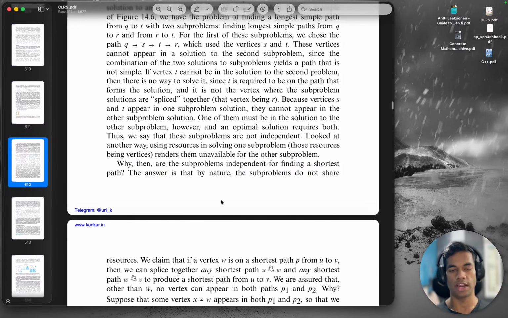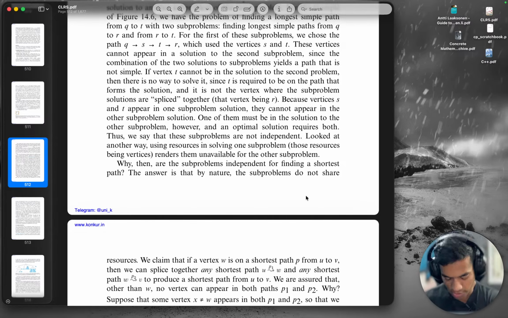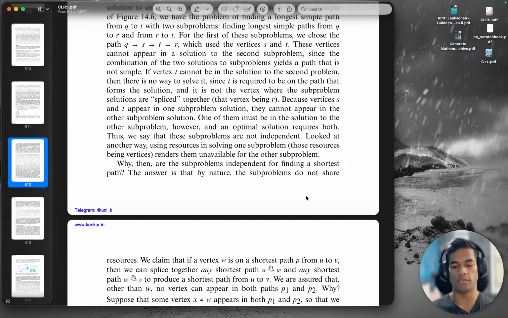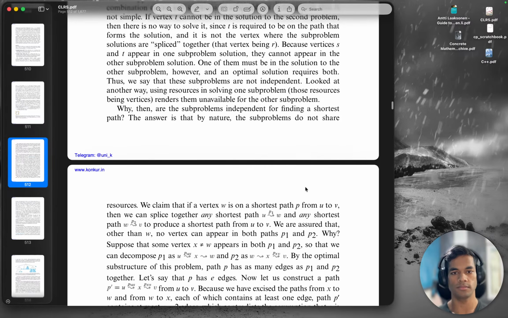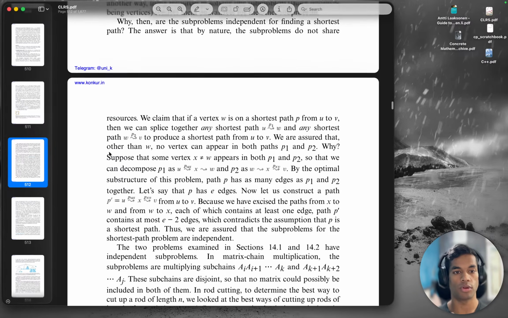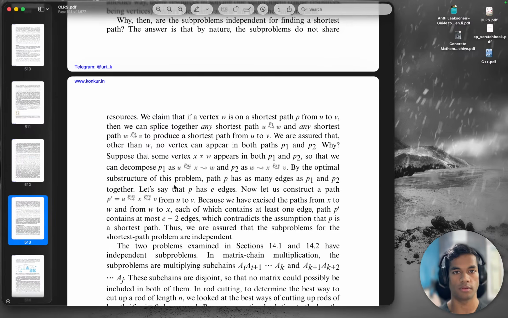The answer is that by nature, the subproblems have to be independent. That is, finding the optimal solution for one subproblem does not affect the optimal solution to another subproblem. That makes sense. The subproblems do not share resources.